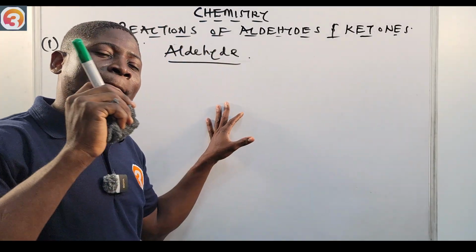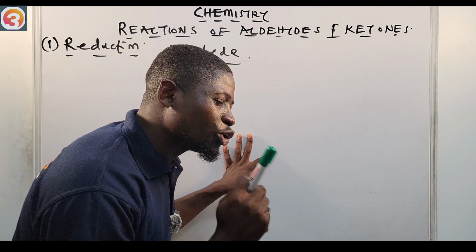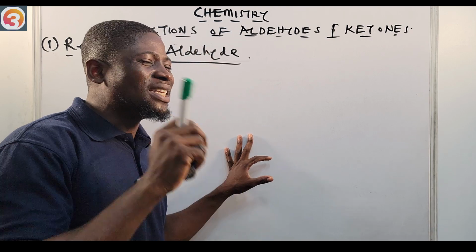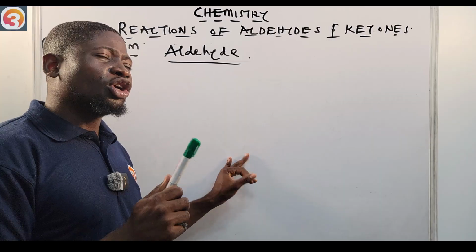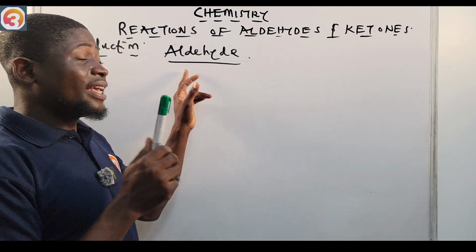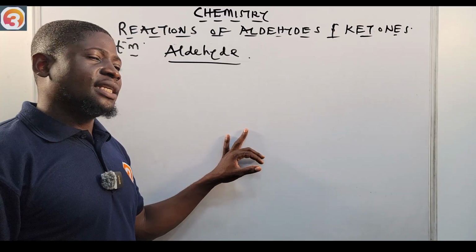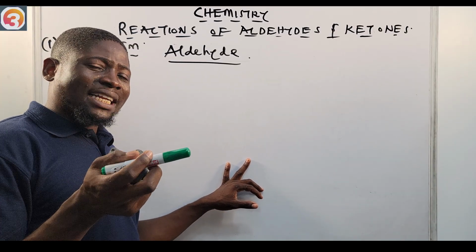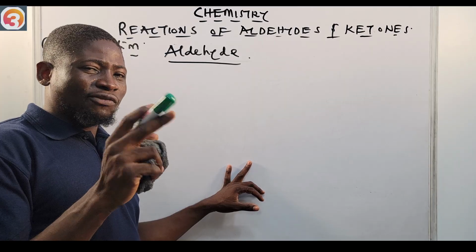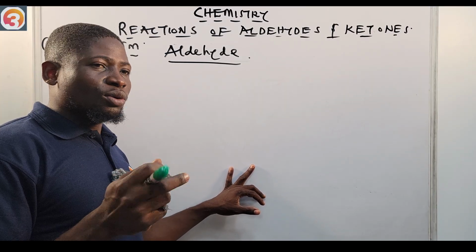Reduction of ketones, or alkanones, will always give you a secondary alcohol. Please take note of that. The reason is that the carbon now bonded to the OH group, forming the alcohol, might become a chiral center.